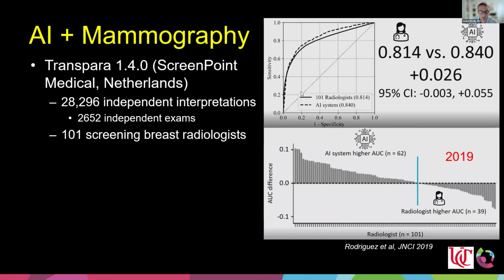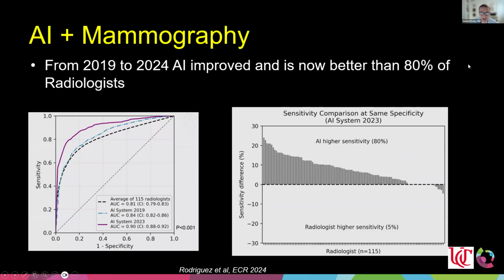And here's an example of one that's come out of Europe. Europe's a little bit more advanced than we are here in the US, where in 2019, they created an AI model that had a detection rate of about 80%, 0.814, which means that in a study of 101 radiologists, the detection software beat 62 of the radiologists, but 39 of the radiologists beat the software.